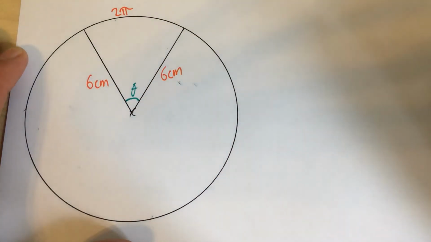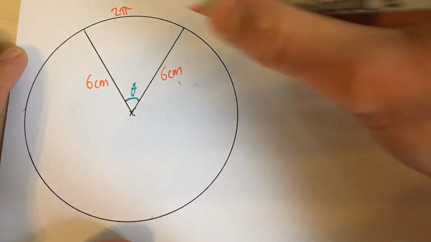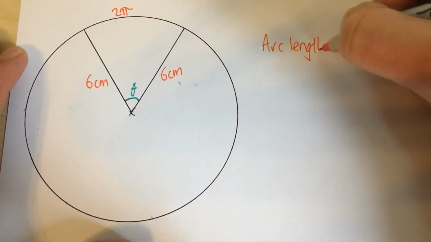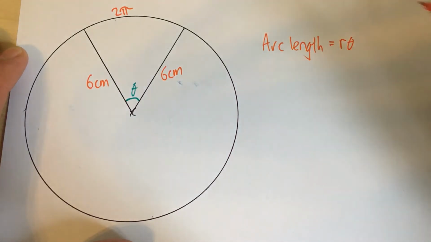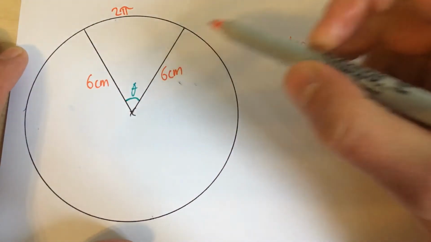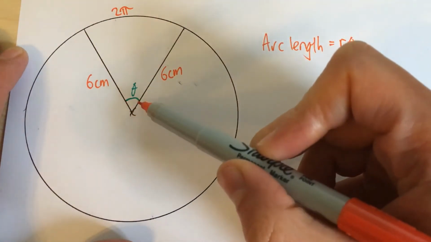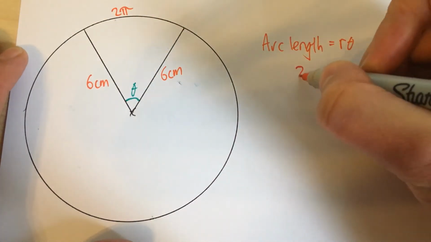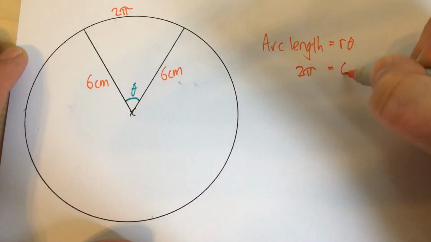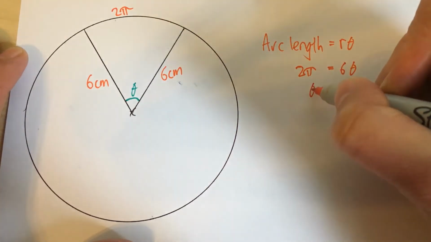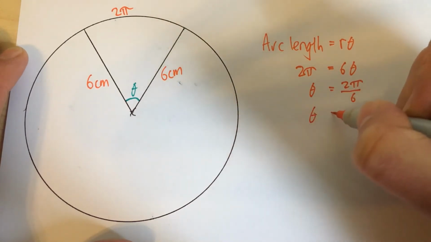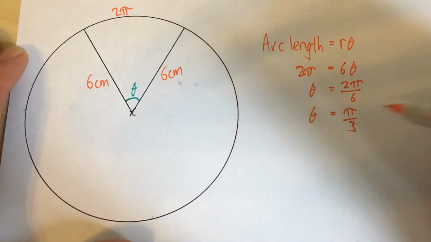to ease our workings. Now we're trying to find the value of this angle, so we're going to use the fact that the arc length is equal to r theta. Well, r is the length of the radius and theta is the angle we've got here measured in radians. So here we've got 2 pi equals 6 theta. So therefore theta equals 2 pi by 6, or simplified, that is pi by 3.